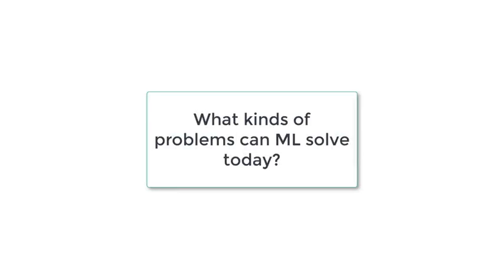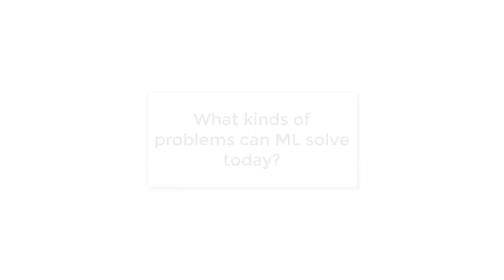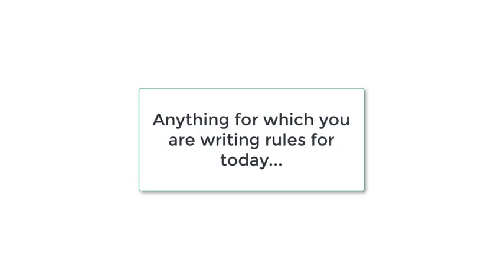So what kinds of problems can you solve with ML? Answer: anything for which you are writing rules today. It's not just about predictive analytics. Google Search is not a predictive analytics application, but we use machine learning for it. Notice that saying machine learning is a way to replace rules is a far more expansive answer to what kinds of problems machine learning can solve. So that's what we mean when we say Google is an AI-first company.